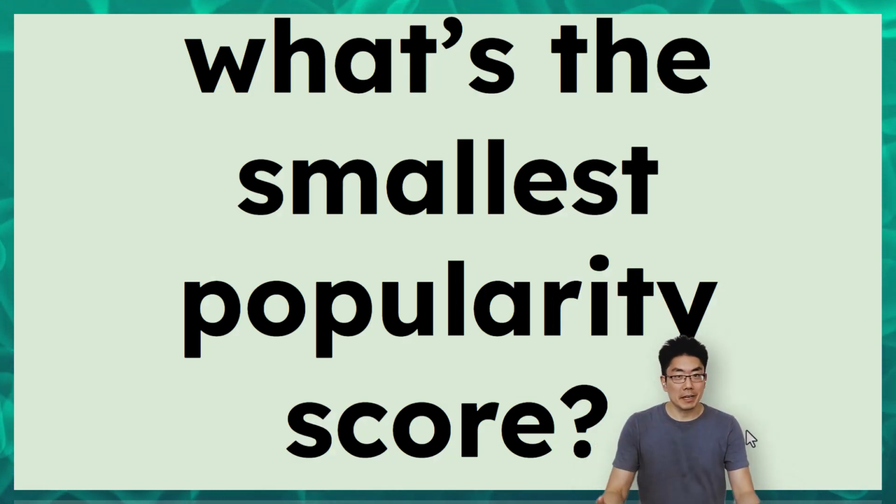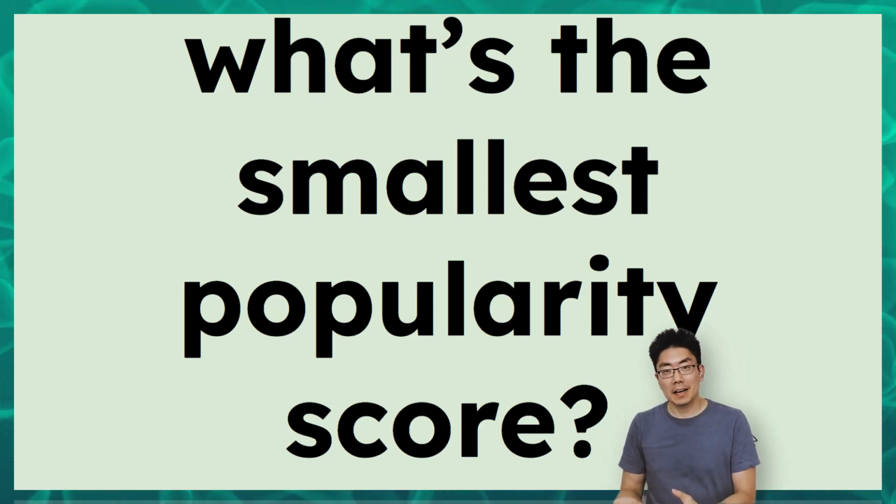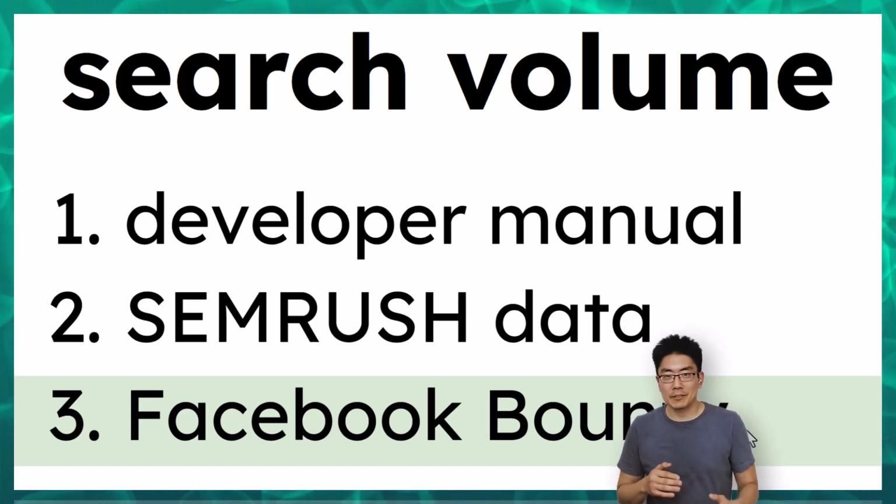So now I'm curious, what's the smallest popularity score that we can find for a keyword on TPT? I'm turning this into a little bit of a game, a little bit of a challenge.